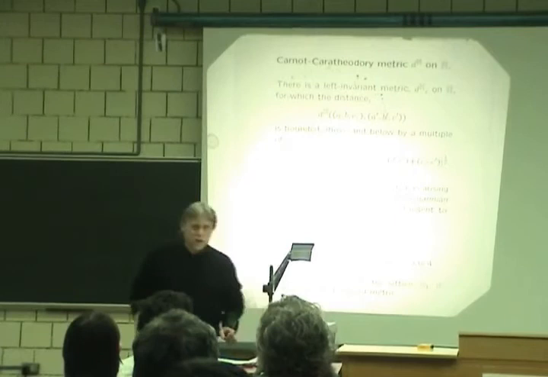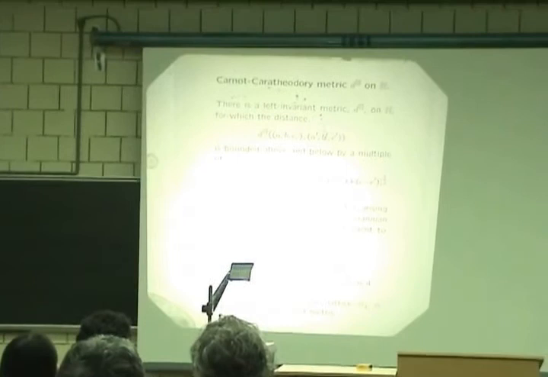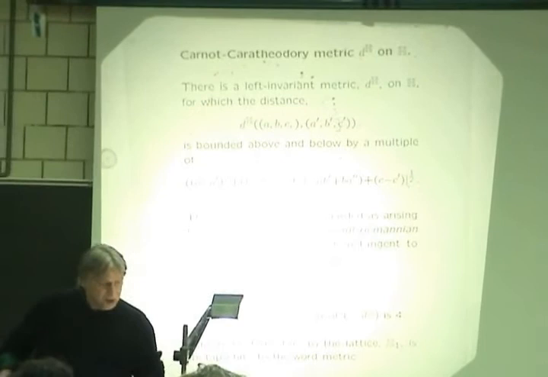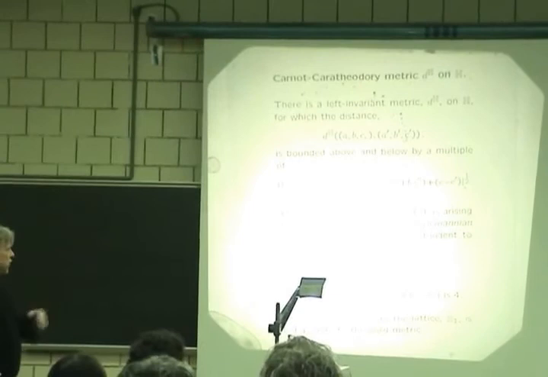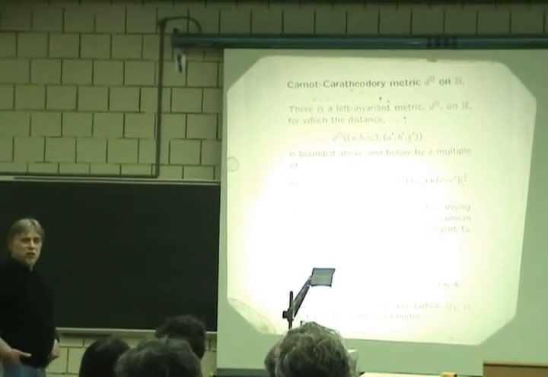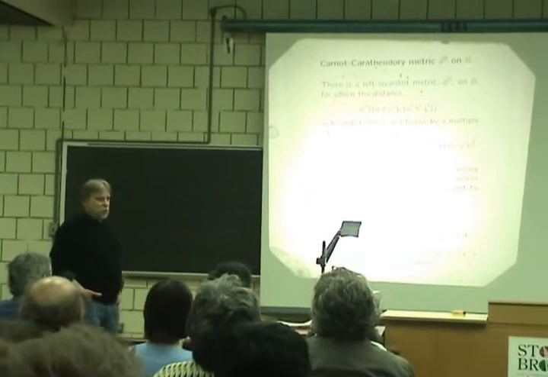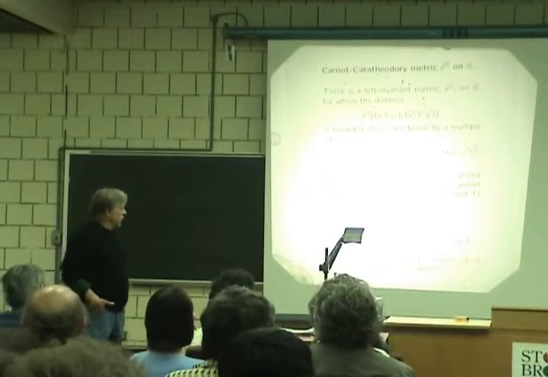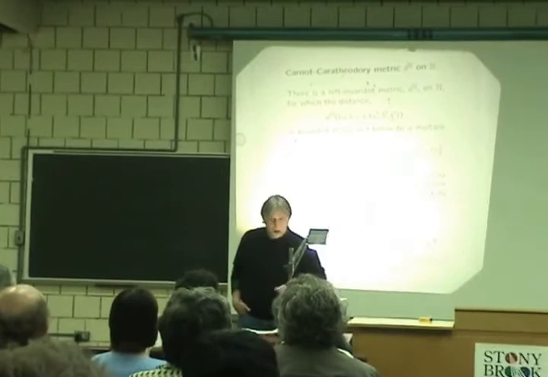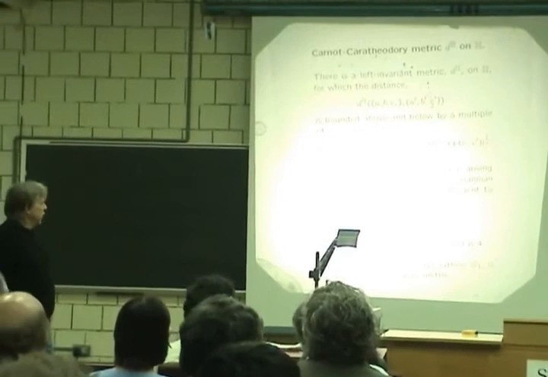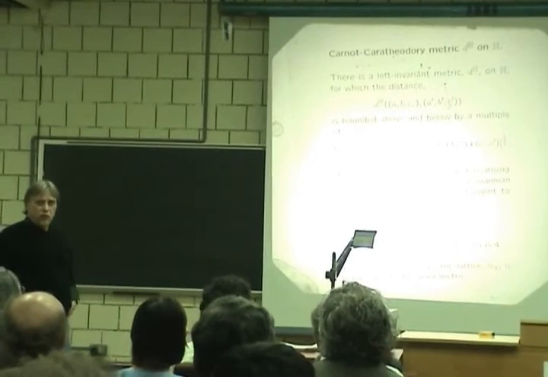Now, there's a certain distance which I'll describe from a different point of view towards the end of the talk, but for the moment, let's just say that, without worrying whether it is a distance, the distance between two points is bounded above and below by a multiple of this expression. In particular, if one of the points, let's say A prime, B prime, C prime, were the origin, then this cross term here would be missing. And the ball in this metric looks approximately like the Euclidean ball in the first two coordinates, but in the third coordinate it's the square root of the Euclidean distance.